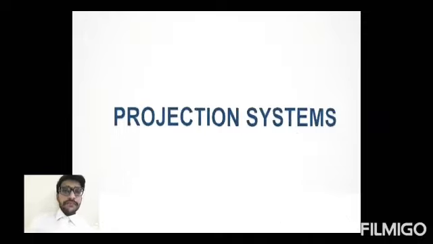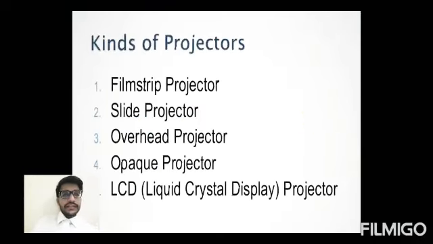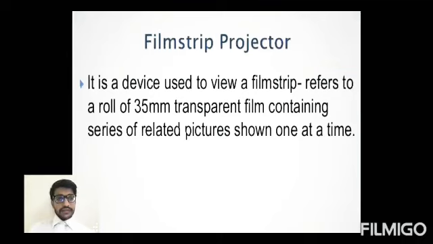Projection systems. Types of projectors: filmstrip projector, slide projector, overhead projector, opaque projector, LED projector. Filmstrip projector is a device used to view a filmstrip. A filmstrip refers to a roll of 35 mm transparent film containing a series of pictures shown one at a time.